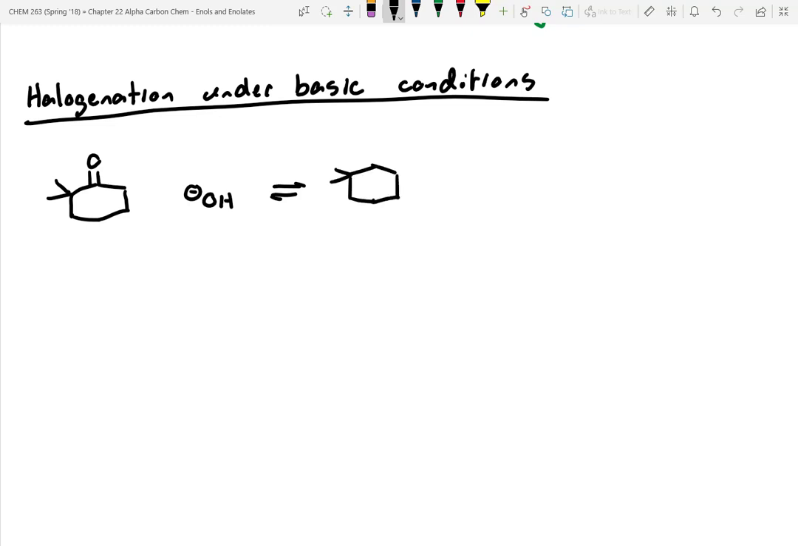I'm going to go ahead and draw the enol. Looks like this. And then in the next step, just like we saw previously, you can throw in your elemental bromine. One pair will clamp down. This carbon will attack and kick off the bromine like that.